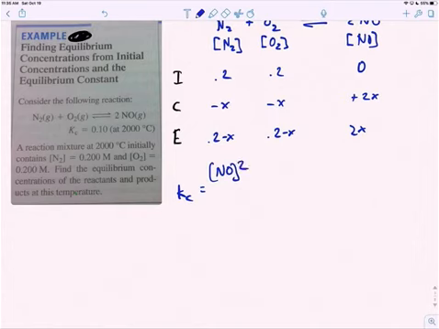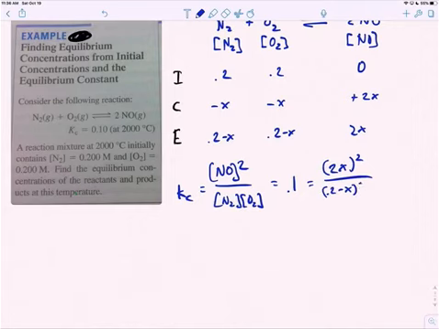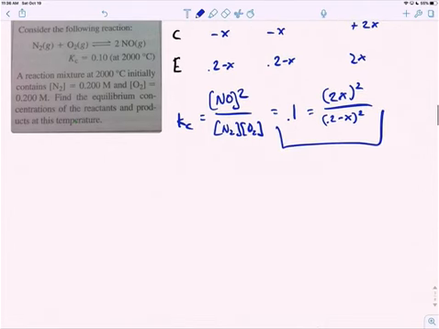So then our Kc, products over reactants, equals NO squared all over N2 O2. What does this equal? This equals 0.1. And from our equations here, we have 2x squared all over (0.2 minus x) squared. So now we have one equation and one unknown, and we can solve for it.